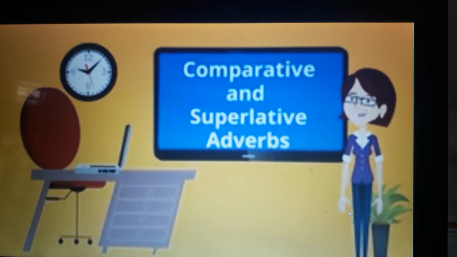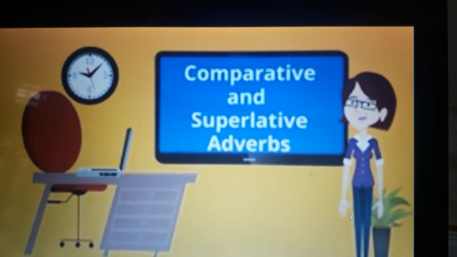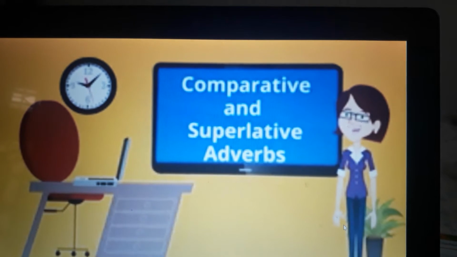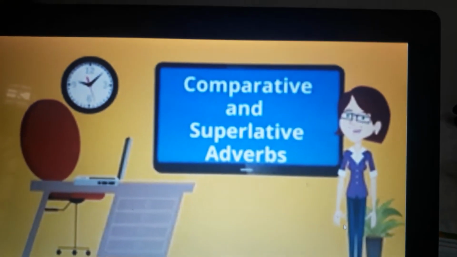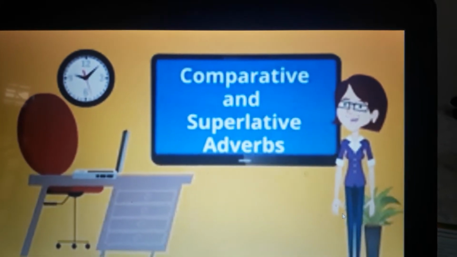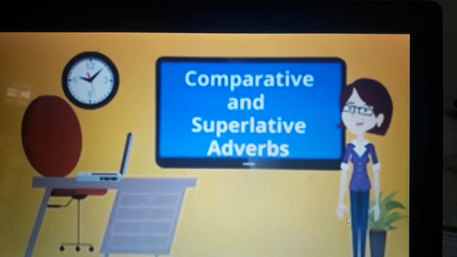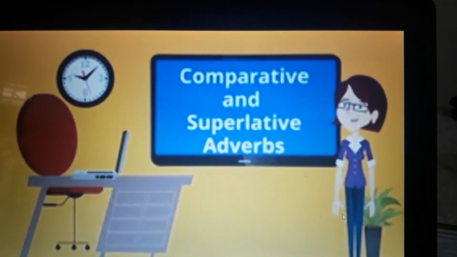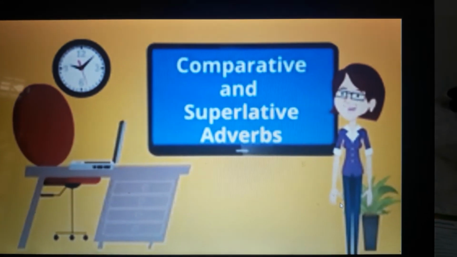Today we are talking about comparative and superlative adverbs, means degrees of comparison. It's chapter number 16 of your book Grammar Tree, and the page is 65. First of all, let me remind you about the adverb. In the previous lecture, we studied the adverbs and their types, like the 5 types of adverbs and what adverbs actually are.